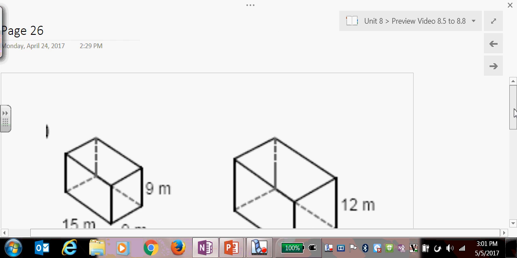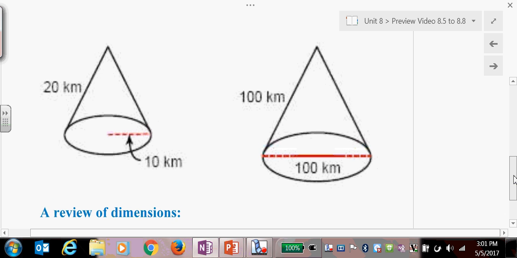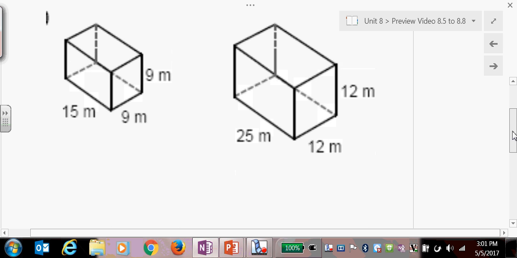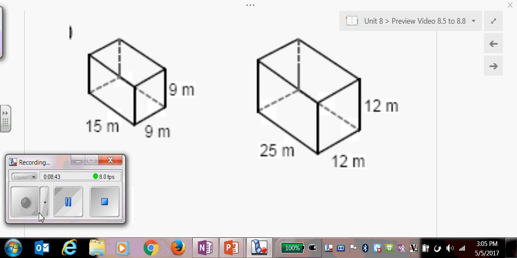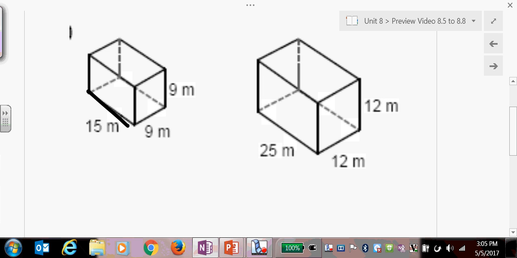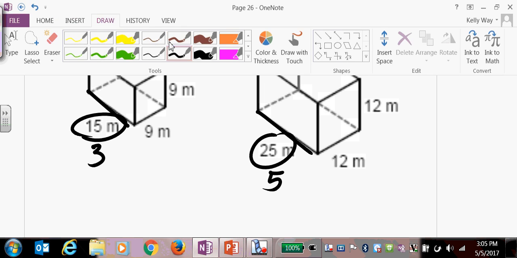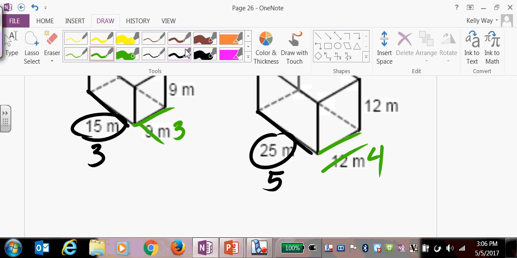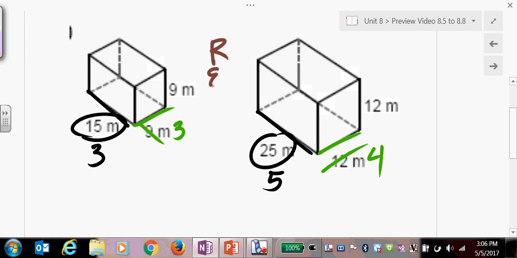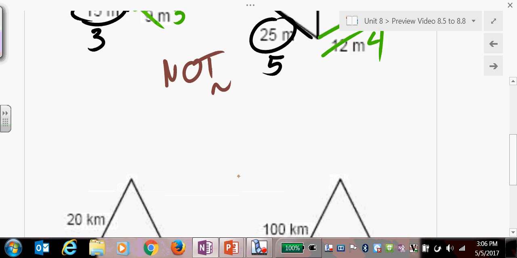Let's try these two. I want you to try those two on your own. Pause the video, do your own work, and then restart. Okay, students, let's see how you did here. We had 15 and 25. 5 goes in there 3 times. 5 goes in there 5 times. And then if we go like this, 9 and 12, 3 goes in there 3 times. 3 goes in there 4 times. Notice, the ratios are not equal, so these are not similar. You should have gotten there.